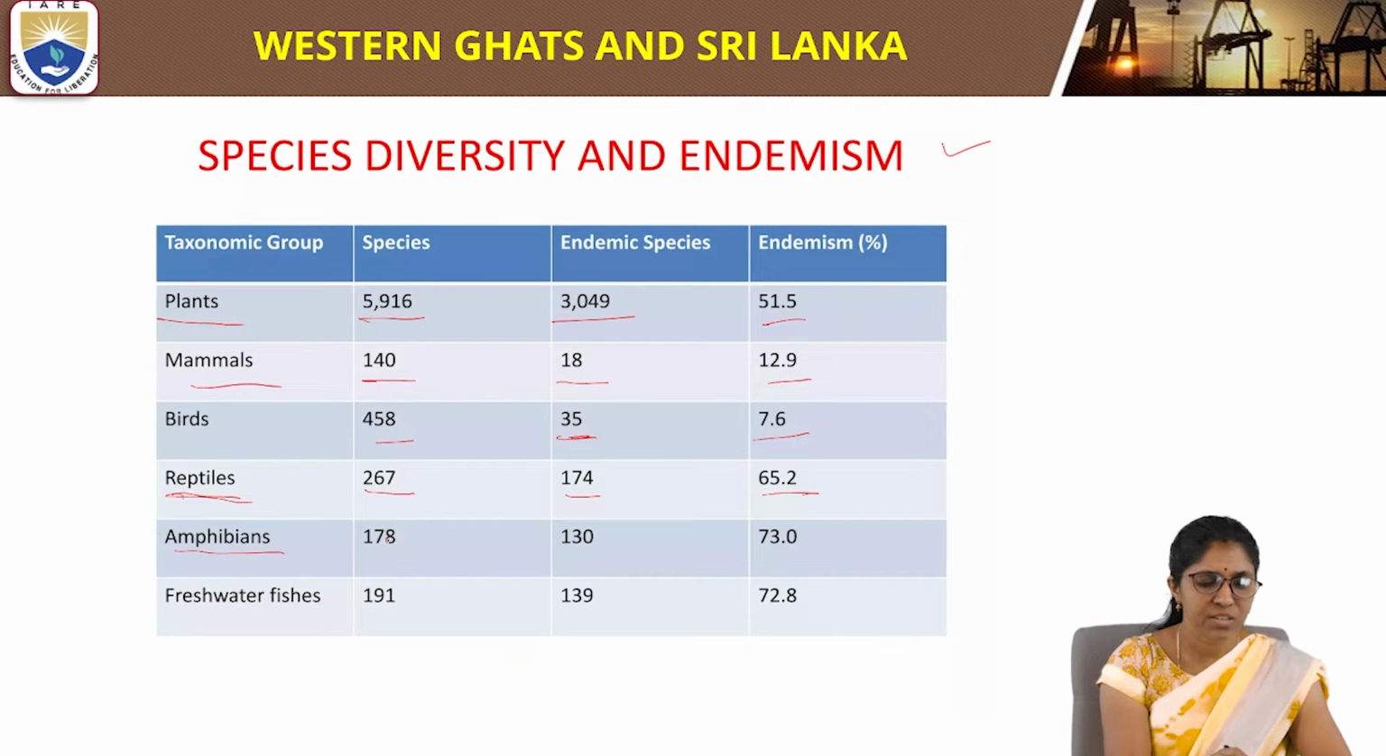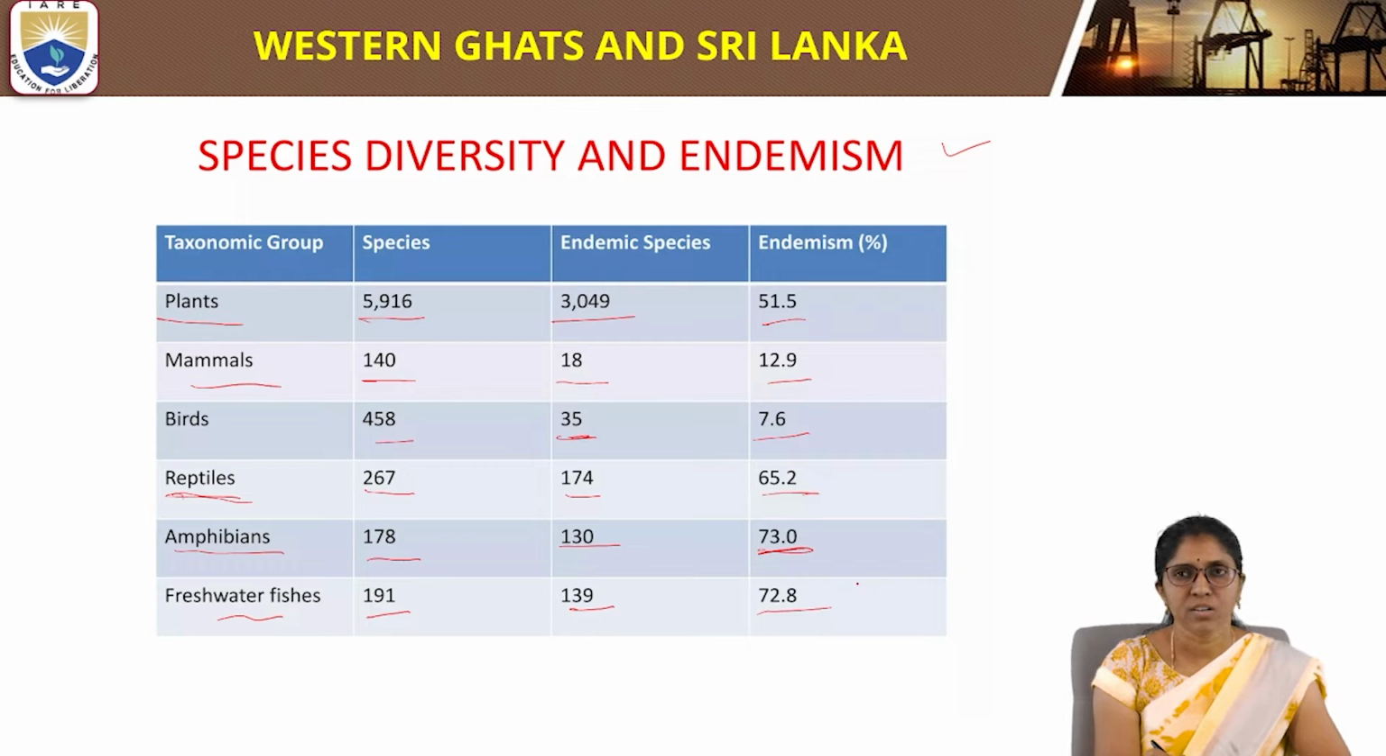Here amphibians, 178 species are there. 130 are endemic species and the endemism percentage is 73. And freshwater fishes, 191, so endemic species are 139. 72.8 is the endemism percentage. So for amphibians and freshwater fishes, the endemism percentage is more. This is about the species diversity and endemism in the Western Ghats and Sri Lanka.